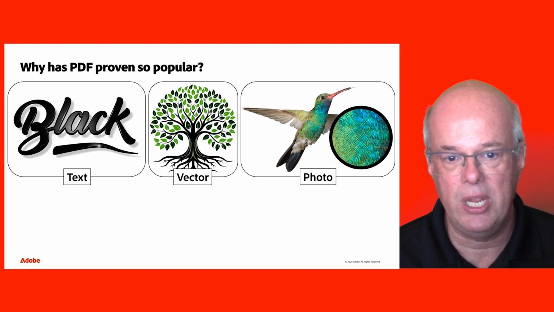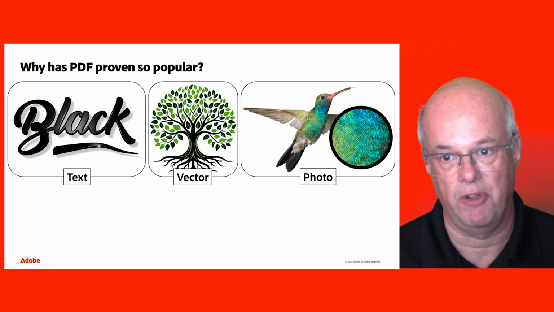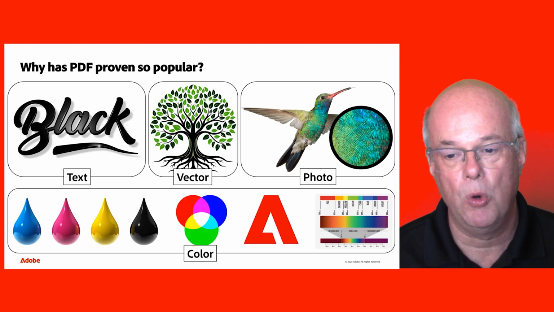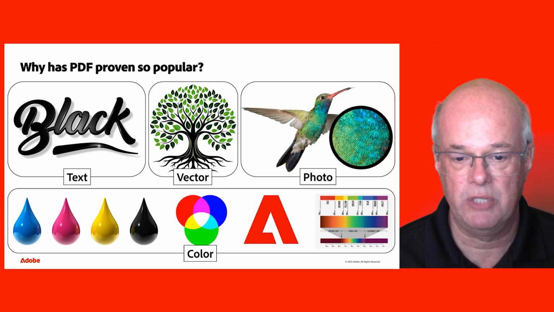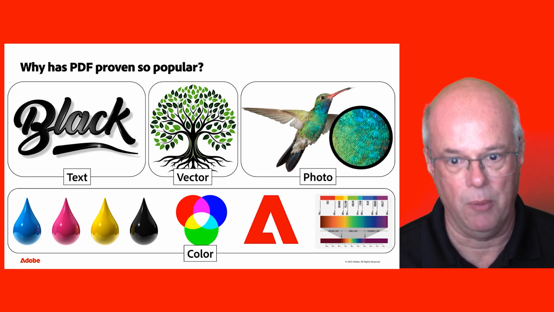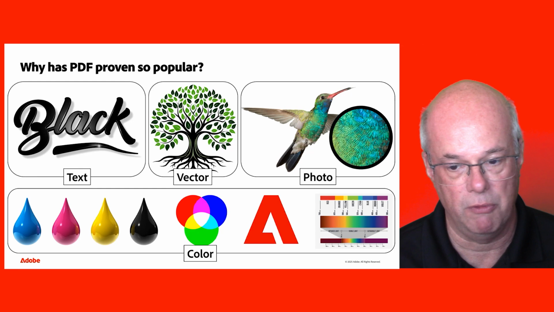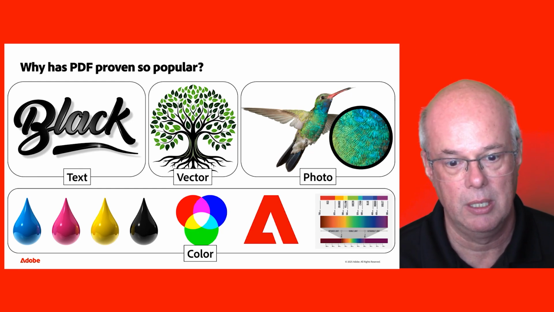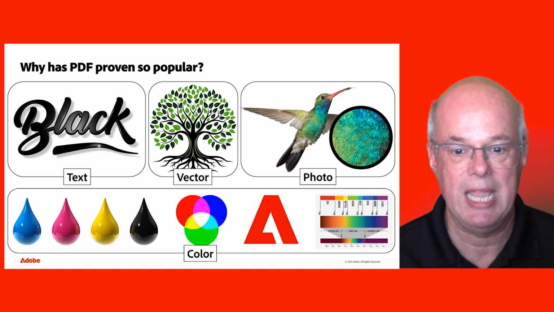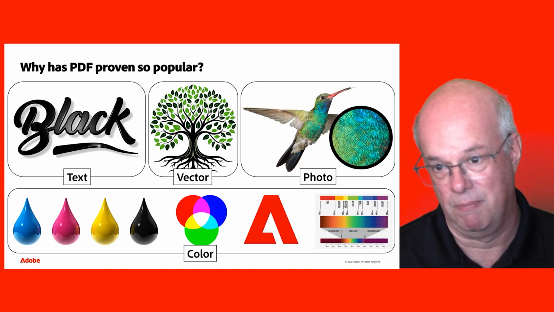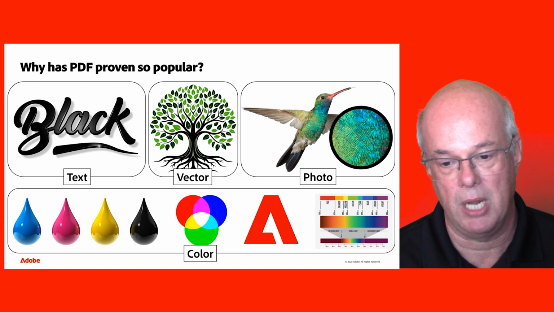So we're storing these three core elements of text, vector, and photo within a PDF file. But we're also storing color information at the same time. And we don't just have to express that color information in one particular format. We can define it in the most appropriate format for that particular piece of artwork. So maybe we do want to describe some elements of color in terms of CMYK, the printing primaries that are going to be used at reproduction time.